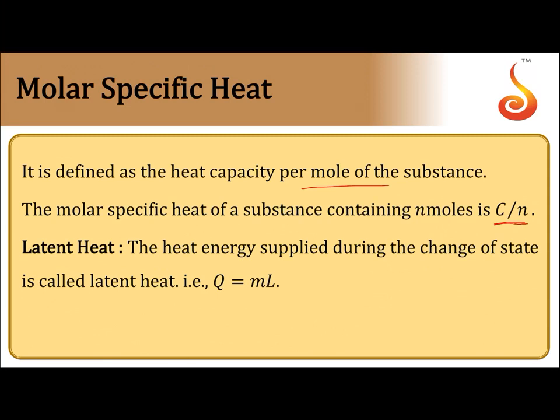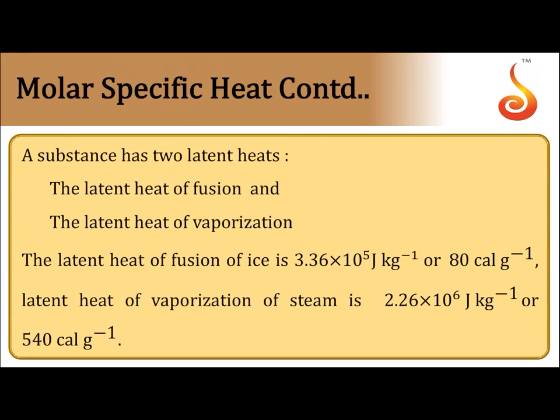Then coming to latent heat, the heat energy supplied during the change of state, that is from solid to liquid or liquid to gas, how much energy it absorbs, that is given by latent heat. Heat supplied during this is given by M into L, where L is latent heat. It is measured in joule per kg. A substance will have two latent heats. One is latent heat of fusion, that is during melting, and latent heat of vaporization. This comes into play during vaporization or boiling.